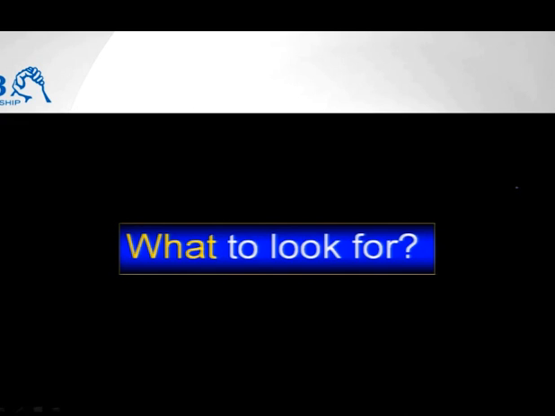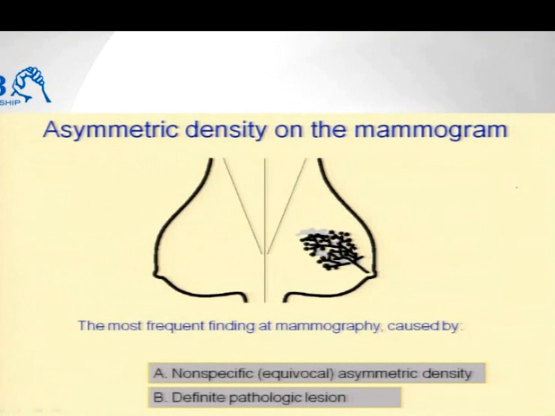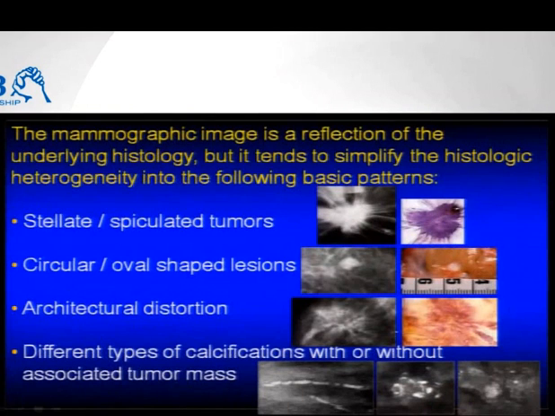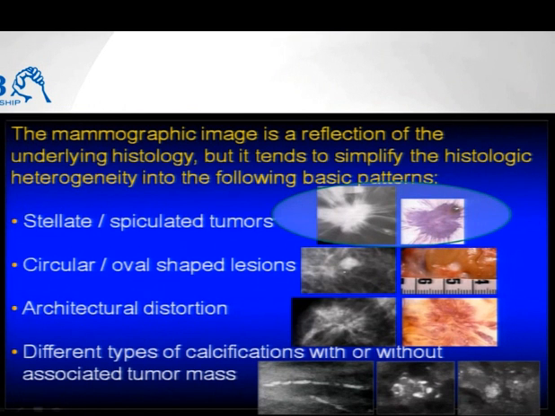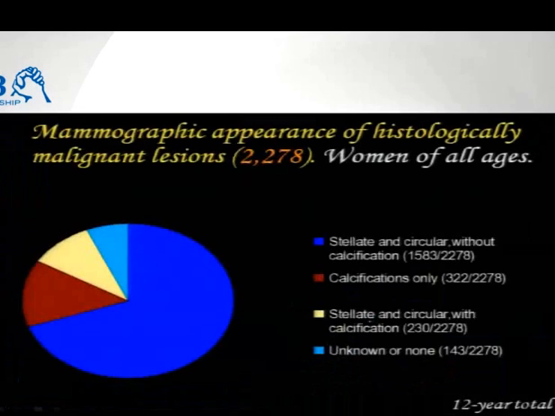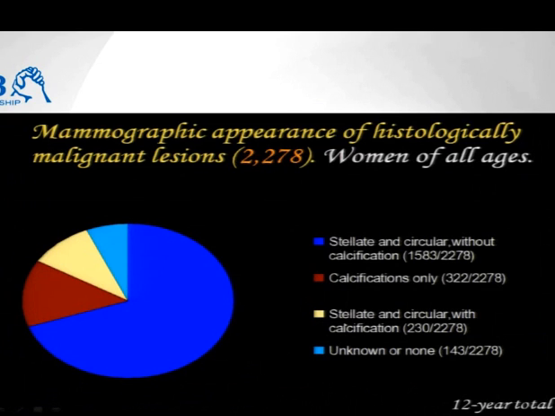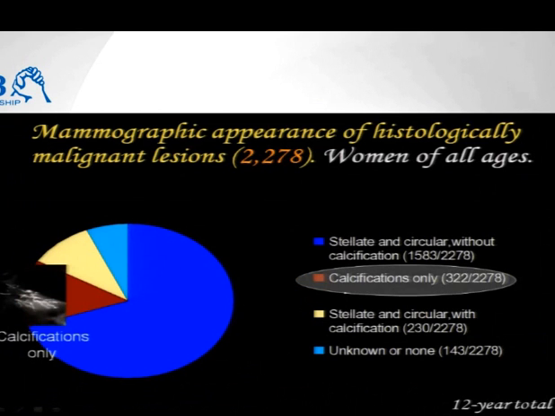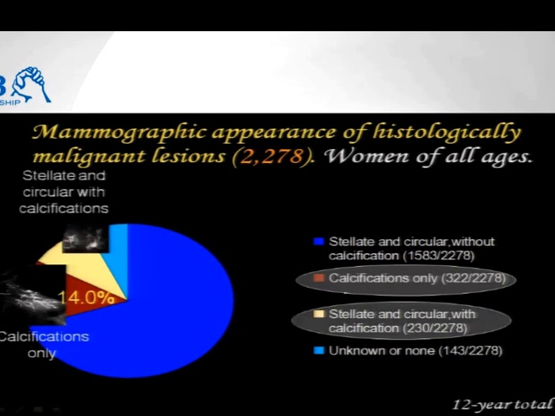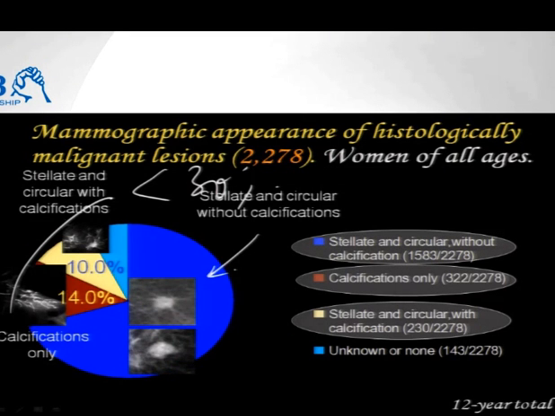So now, what to look for? I just told you, namely, non-specific, equivocal asymmetric densities and definitive pathologic lesions. And the definite pathologic lesion is either a circular lesion or a stellate lesion, architectural distortion, and calcifications. Please keep in mind that calcification is the least important thing in mammography. Quantitatively, it's less than 30%. If you really want to save lives, this is what you have to find.